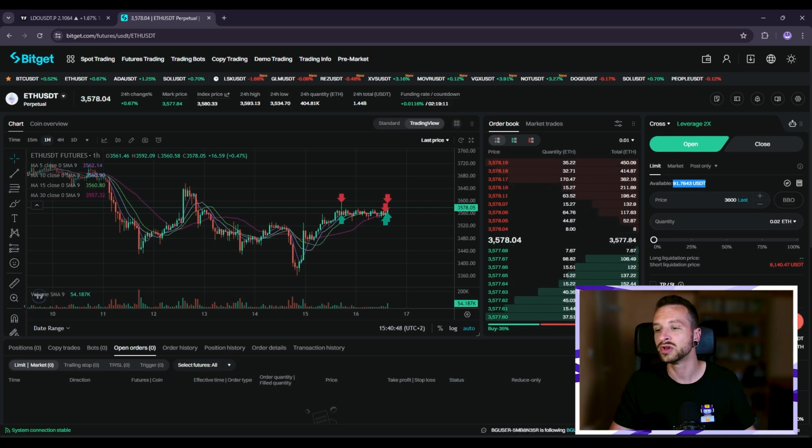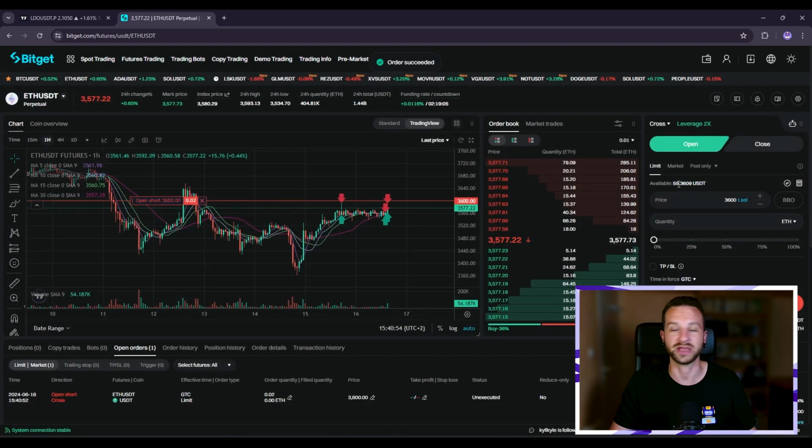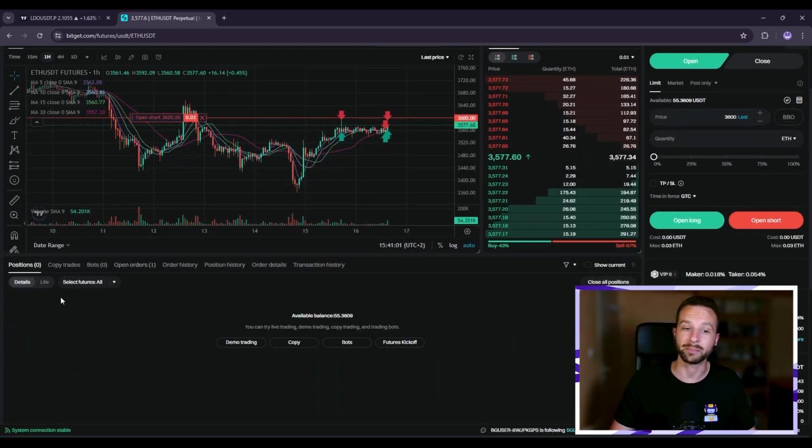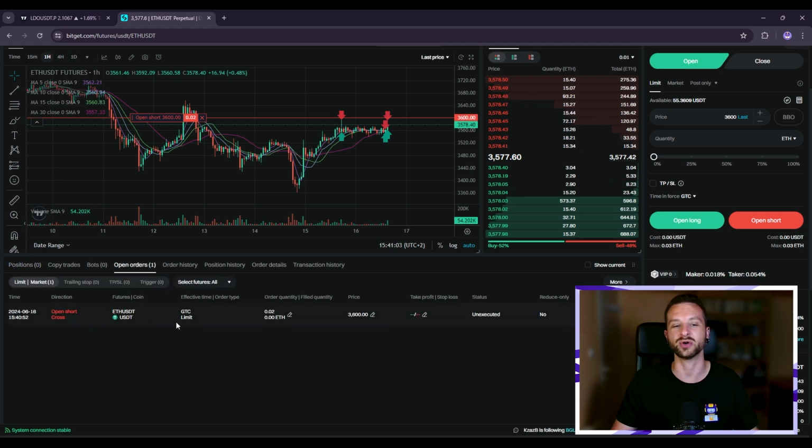So if I set my limit order here, open short. Let's do that. Okay, we can see that we naturally use some of that available balance. We do have an open order that came here. So not a position, it wasn't opened because the order is not executed yet. It would execute only if the price hits this value that we put here.